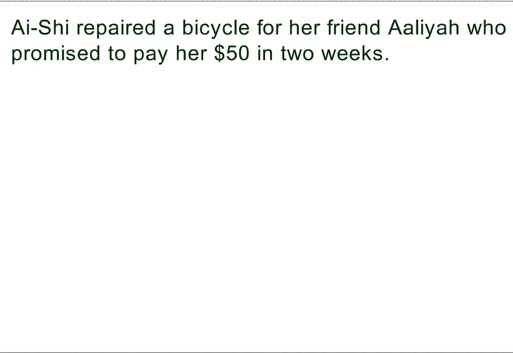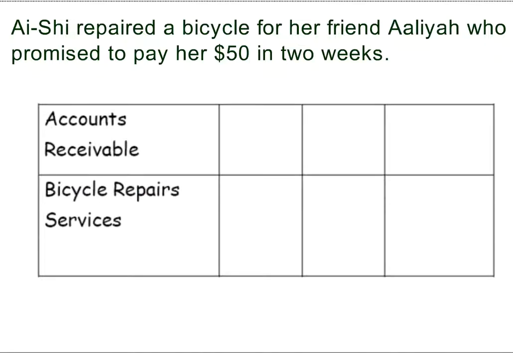Ashi repaired a bicycle for her friend Aaliyah, who promised to pay her $50 in 2 weeks. The two accounts affected would be accounts receivable and bicycle repairs services. The accounts receivable is labeled so that you can remember who owes you the money. Accounts receivable is an asset account. Bicycle repair services is a revenue account.